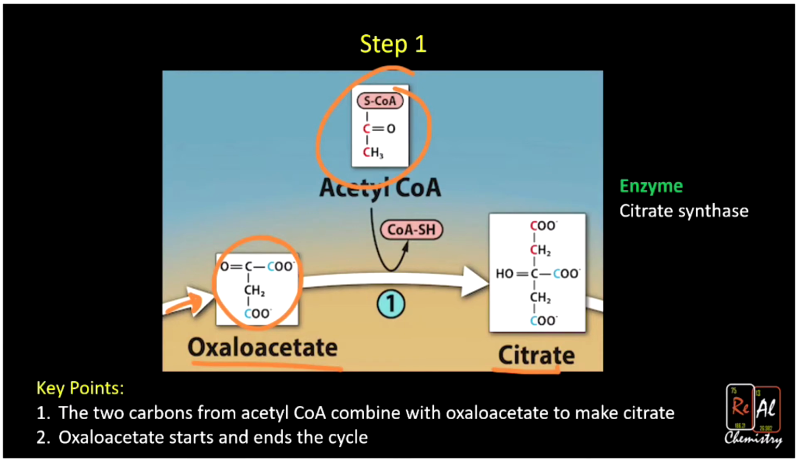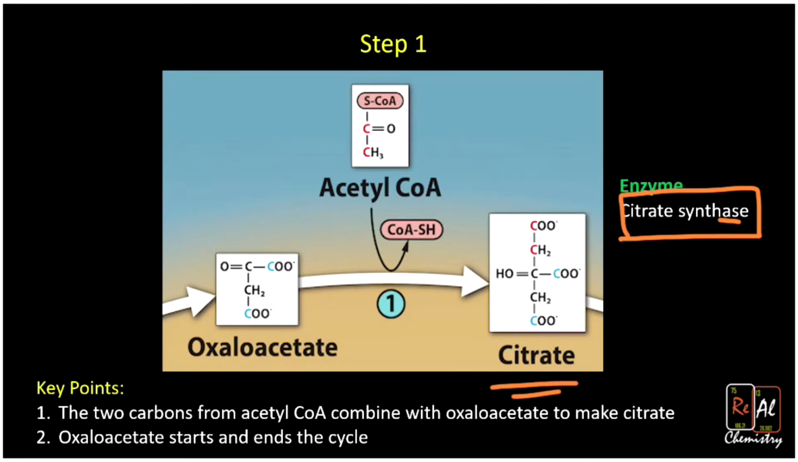Every one of these steps that we're going to be looking at is catalyzed by an enzyme. They end with -ase, and usually they tell us a little bit about what's going on. This one's called citrate synthase. So basically it's making citrate. Not too complicated there. All right, so where does citrate go?